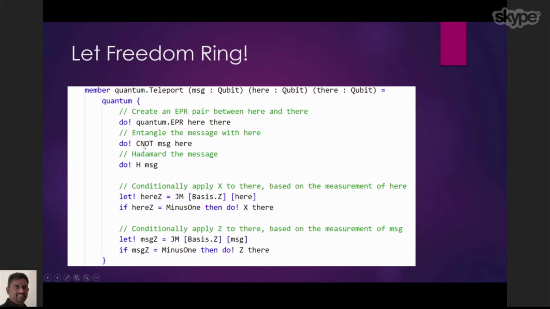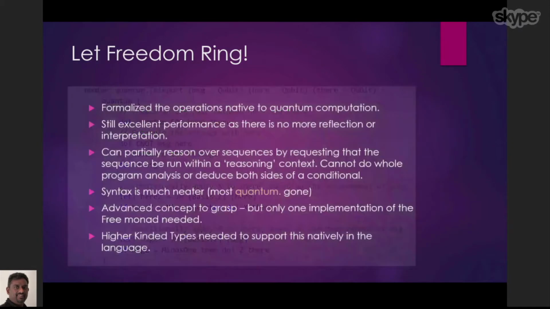And this gives us also the ability to ask the sequence to describe itself to us in the way in which it would run, so that we could then figure out what the costs of doing a computation, for example, are. But there are some severe limitations to this.